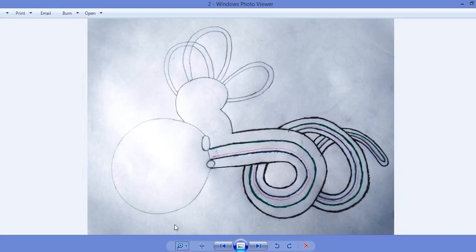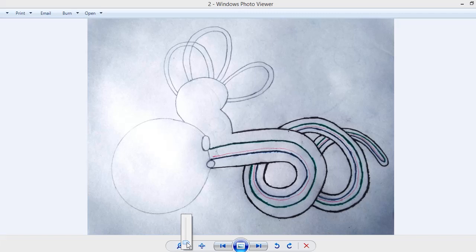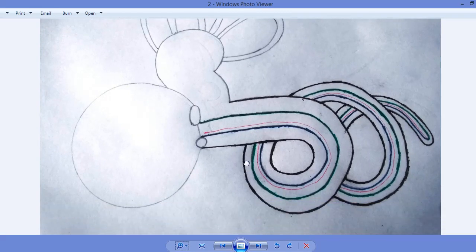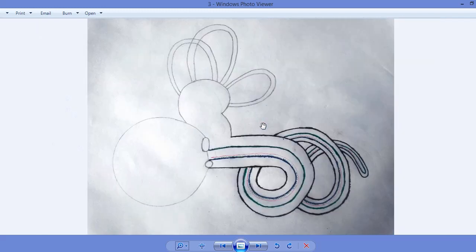Now coming to the next slide. Here we can see that the cochlear duct also contains another membrane above the basilar membrane. This is the basilar membrane, and above it there is a fine, delicate membrane, the red membrane you can see over here. This membrane is called the tectorial membrane. This is a very important membrane. I will show you the function of this membrane in the next slides.